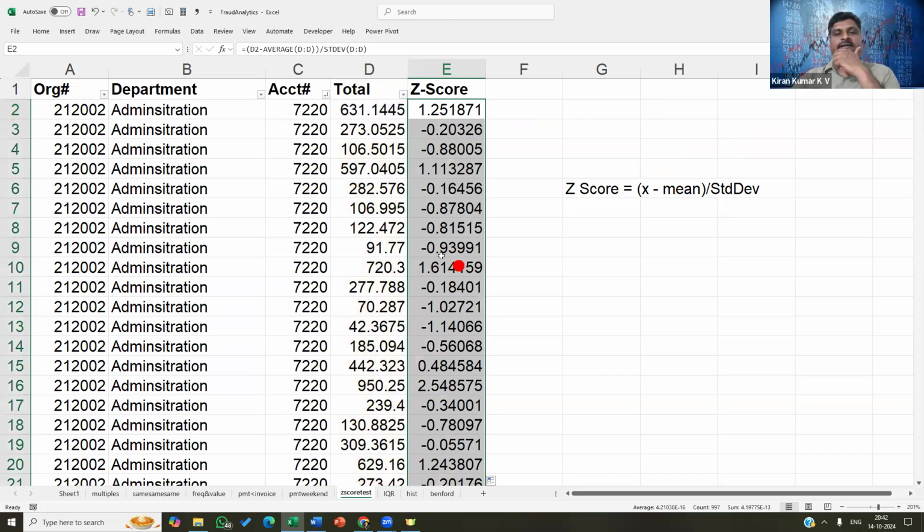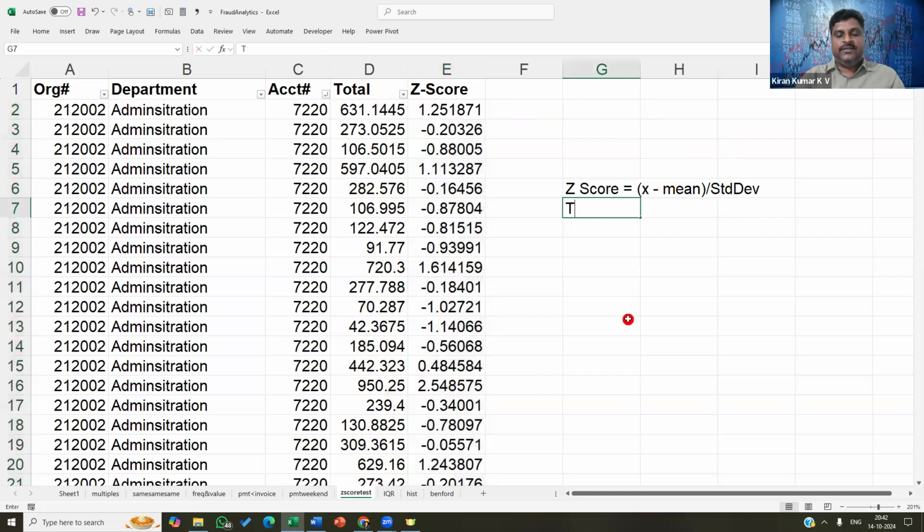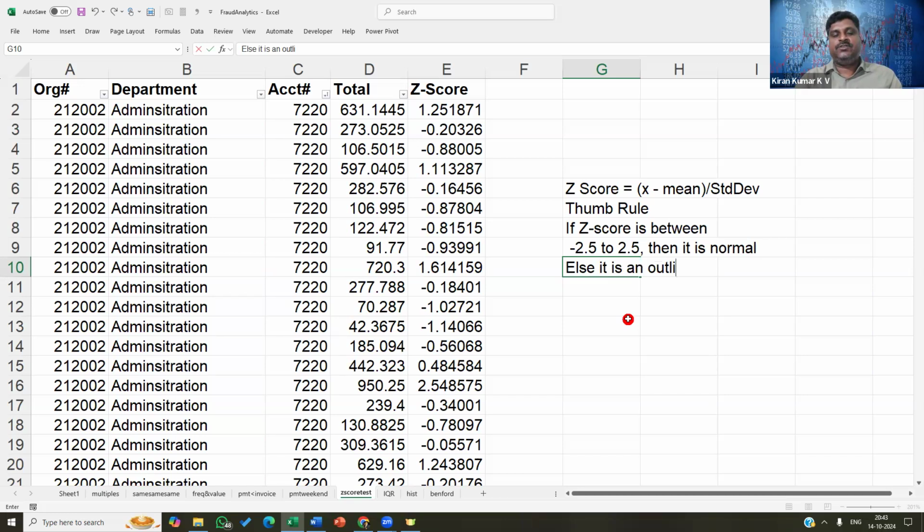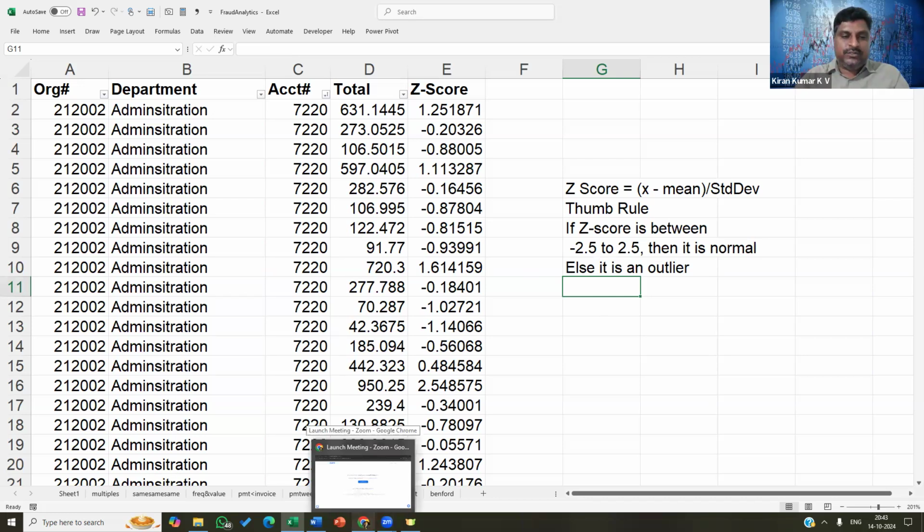Now here, see the thumb rule. As I told you, the thumb rule is if the Z score is between minus 2.5 to plus 2.5, then it is normal. Else it is an outlier. This is a non-statistical way of explaining, but I can explain in a statistical way also.